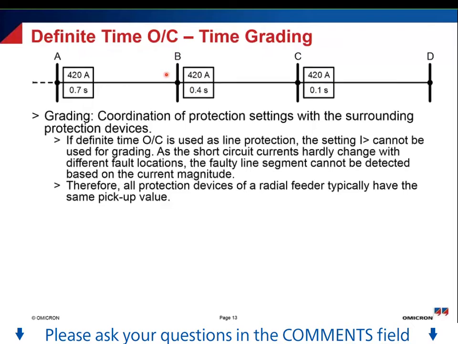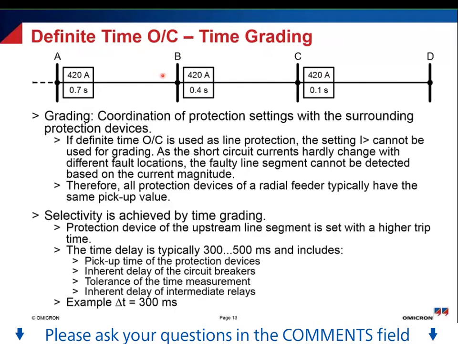Now, in order to achieve selectivity, we do a time grading. That means that the protection device of the upstream line segment has a higher trip time than the one before. So we started with the settings here with 0.1 seconds. This is our first setting. And now the upstream relay gets a higher trip time. How will it work in the end? Well, if we have a fault here on the segment between C and D, then this fault will be seen by all three relays here, so the relay in C, in B, and in A.